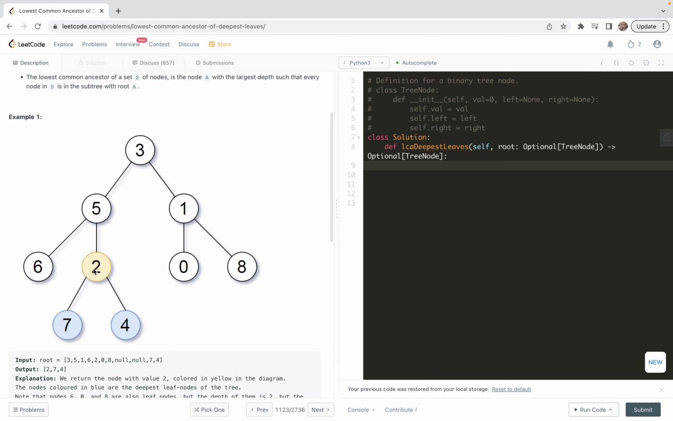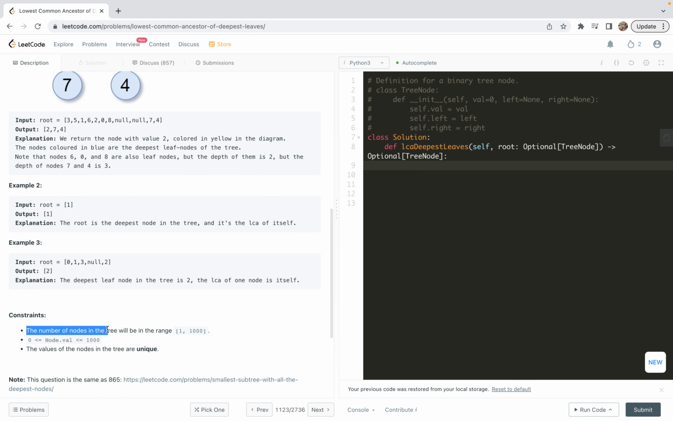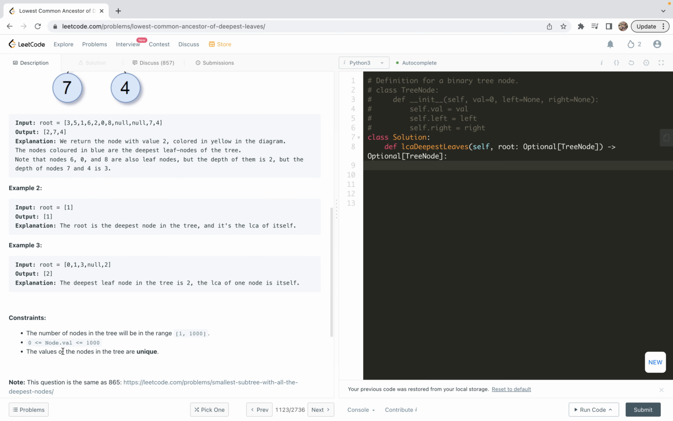Here in this problem, the number of nodes in the tree will be in the range given by 1 and 1000. These are the two ends of the closed interval. It's relatively small. The node value is between 0 and 1000, so this is not very essential. Thirdly, the values of the nodes in the tree are unique, right?